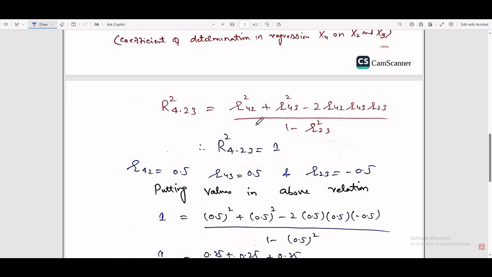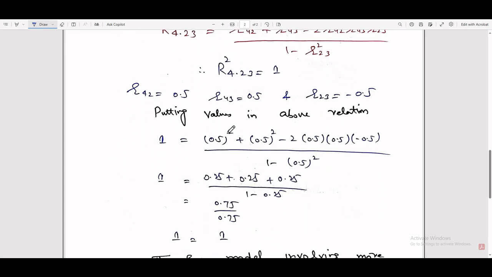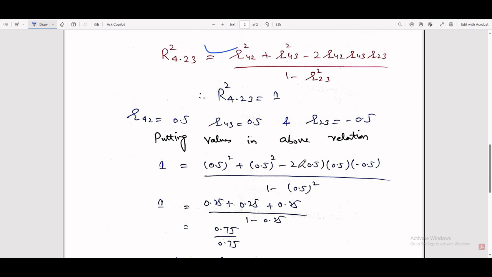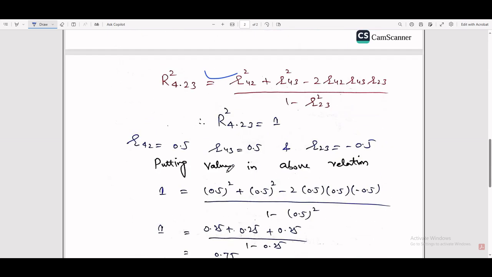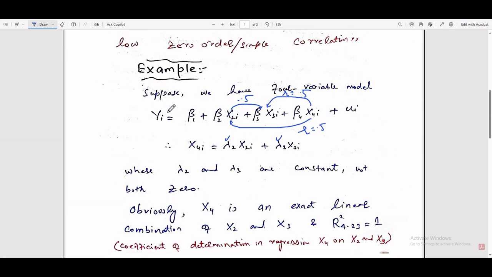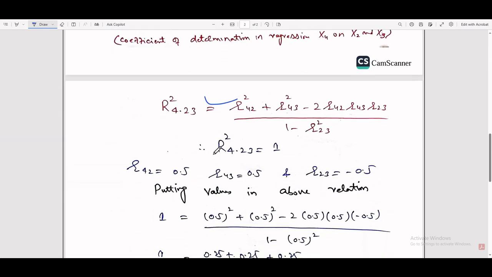So putting these values in this relationship: 0.5 whole square plus 0.5 whole square, minus 2 into 0.5, 0.5, minus 0.5, over 1 minus minus 0.5 whole square. So this is equal to 0.25 plus 0.25 plus 0.25, that is 0.75, over 1 minus 0.25, that is 0.75, and it is equal to 1. It means there is perfect collinearity in this model. But as you know, the correlation coefficients are very low.